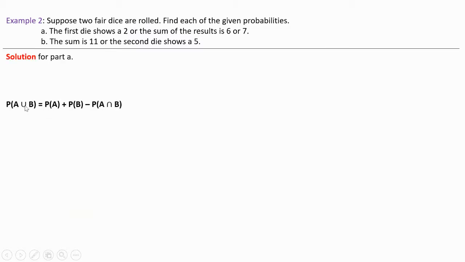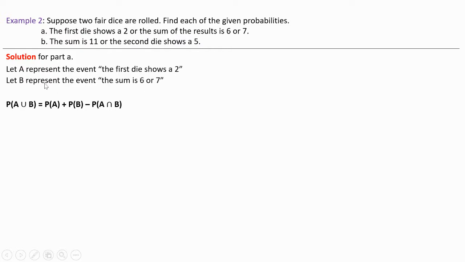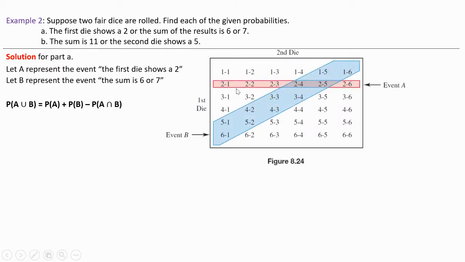So for part A, we're going to use the same formula again. Let A represent the event that the first die shows a 2, right? So A is the first die shows a 2. Let B represent the event, the sum is 6 or 7. So here I drew a picture of all the possible combinations of dice. So again, A union B, right? Or where it says here the first die shows a 2, or the sum is 6 or 7. Or means union.